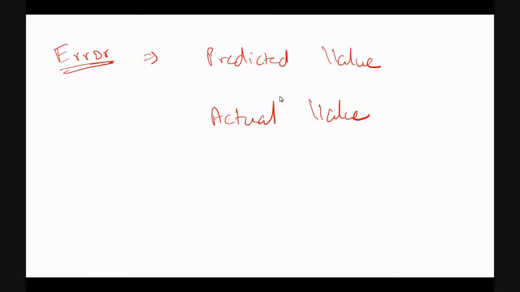Error is the difference between predicted minus actual. When I minimize the error, my predicted value comes as close to the actual value as humanly possible. So you see, the prediction here is extremely accurate when the error is zero. That is what we are going to do in ML.